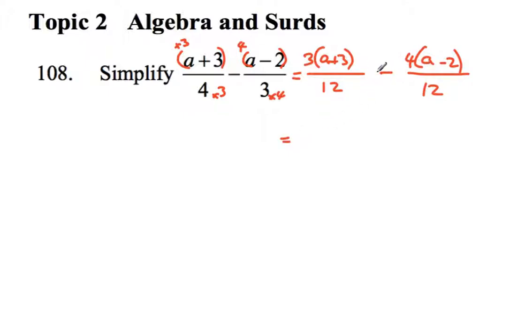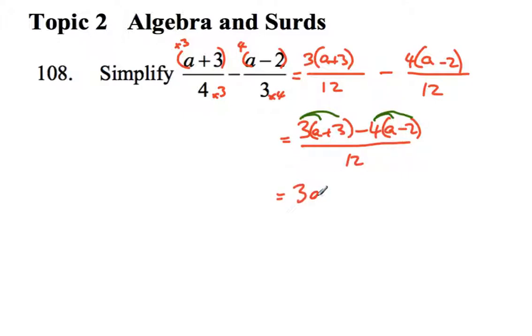Okay, and we're allowed to then subtract across the top and keep the bottoms the same. So we'd have 3a plus 3 minus 4a minus 2, all over 12. Now if we did some expanding there, we might be able to simplify the top a little bit. If we expanded that and expanded that, we might be able to collect some like terms, but we'd have to be mighty careful about it, particularly in that second half, because anytime there's a minus in front of some brackets, you've got to be pretty careful of it.